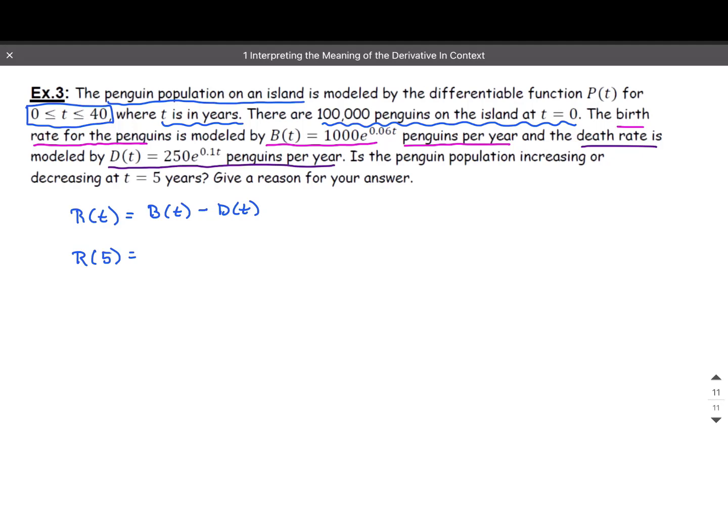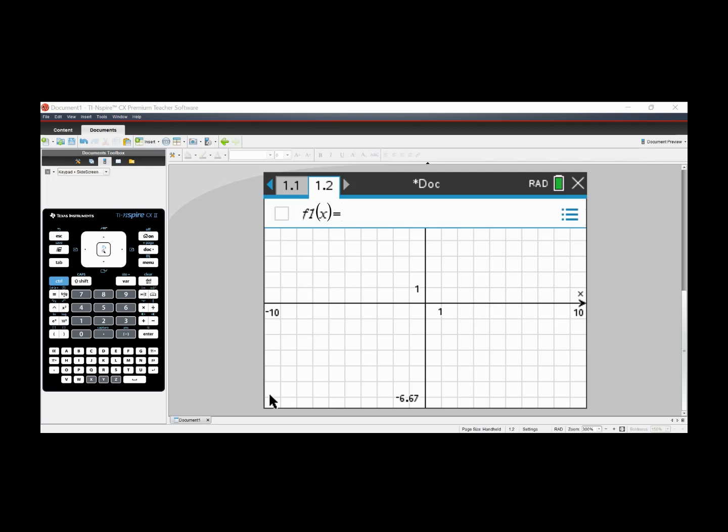Now we're going to need our calculator for this. And this would not be on your test paper, but in F1 of X, we're going to put our B of t. So go to your calculator and start doing this. So we're on a graph page, and in F1 of X, we're going to put B of X, which is 100 times e raised to the 0.06. Make sure that t is an x here.